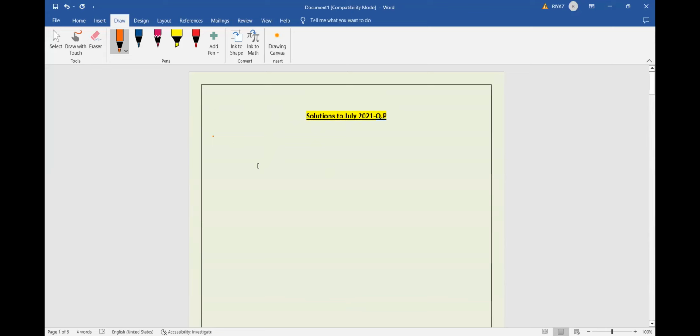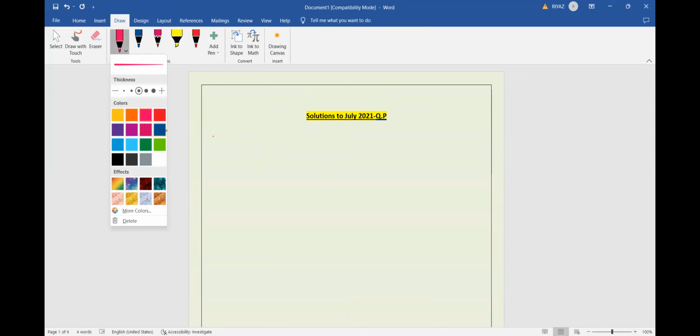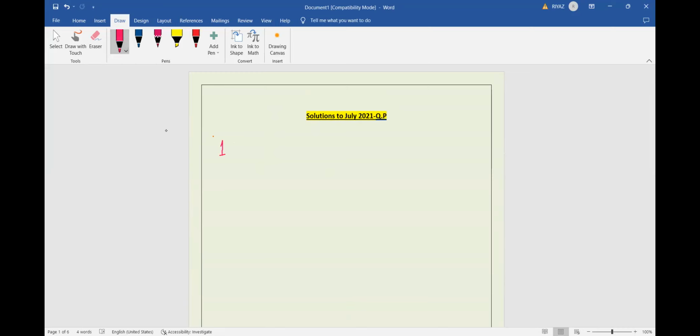So now question number 1, A bit. Everybody, those who joined just now, I want to remind that we are going to start a model paper series. The 2021 paper we are going to solve.